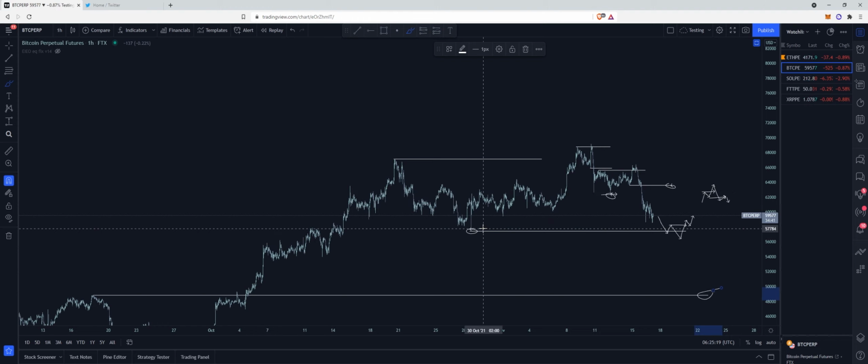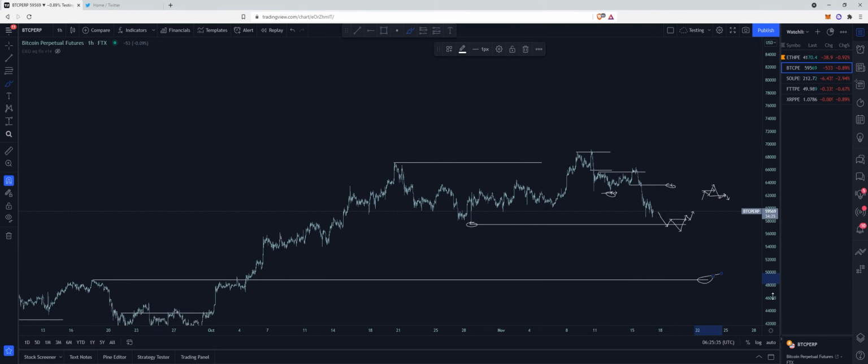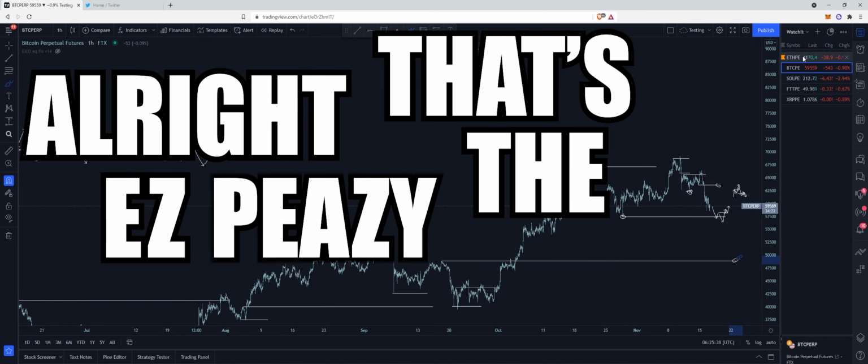So temporarily on the H4, I'm thinking that the structure's flipped bearish. Once we do sweep out this key area of liquidity, I'll look to get temporarily long. Once my longs hit their target, being this level or this level, if we do see some distribution, then I'll look to enter swing shorts into 49k. All right, easy peasy, that's the game plan.